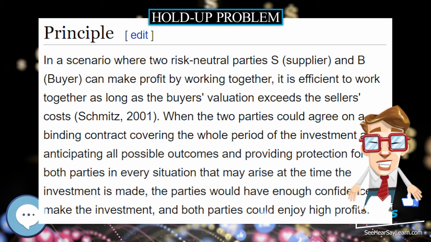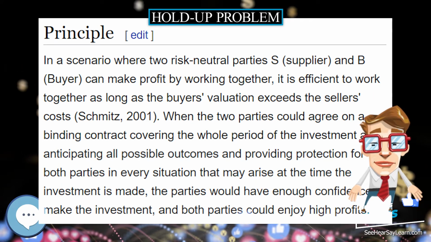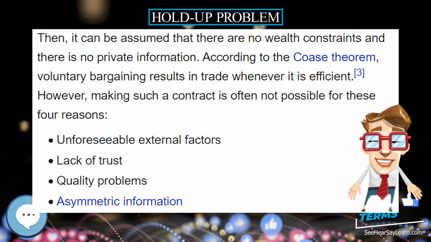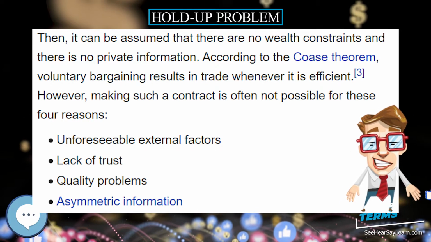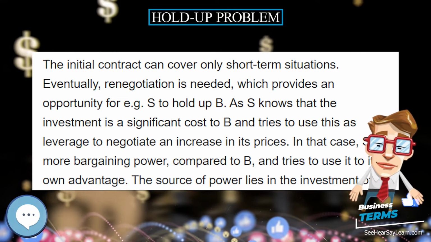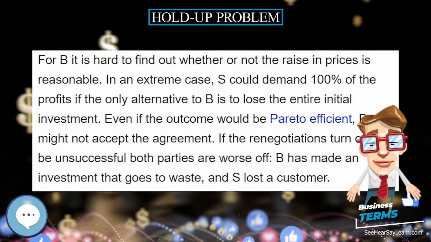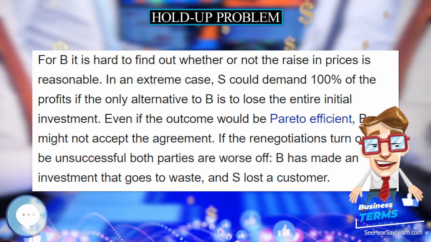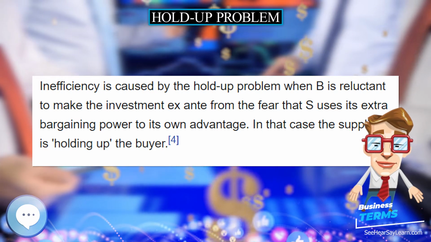from doing so because of concerns that they may give the other party increased bargaining power and thus reduce their own profits. When Party A has made a prior commitment to a relationship with Party B, the latter can hold up the former for the value of that commitment. The hold-up problem leads to severe economic cost and might also lead to underinvestment.